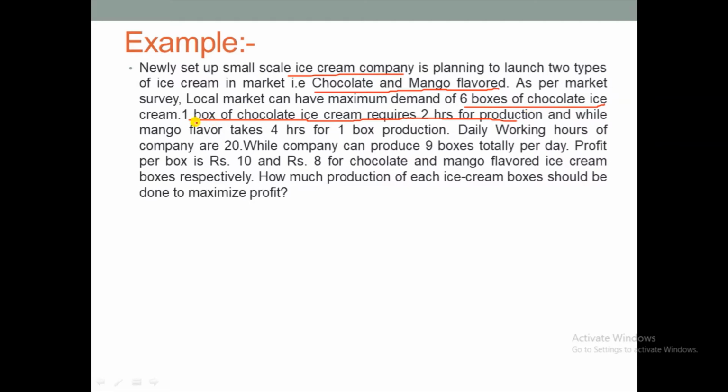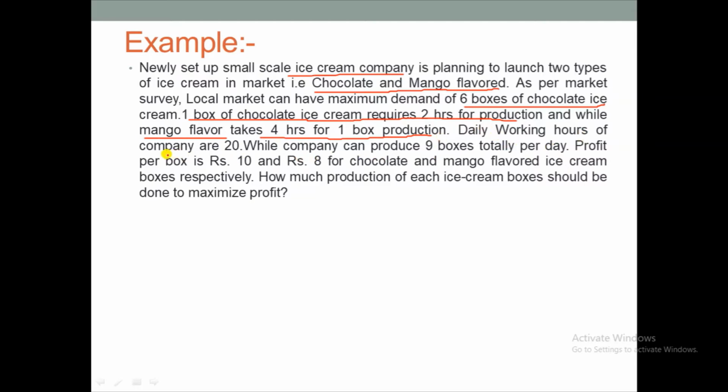One more condition is given, that 1 box of chocolate ice cream requires 2 hours for production. It means in 2 hours, 1 box of chocolate ice cream is produced. While to produce mango flavored ice cream, 1 box requires 4 hours. So chocolate ice cream requires 2 hours for 1 box, and for mango flavor ice cream, 4 hours are required. So obviously double as compared to the chocolate ice cream.